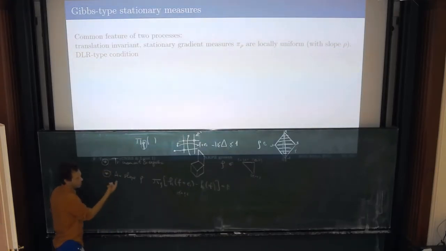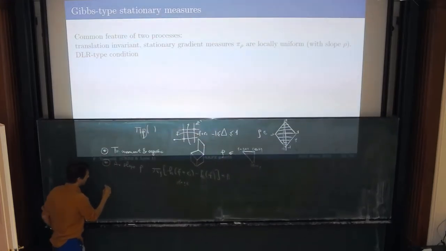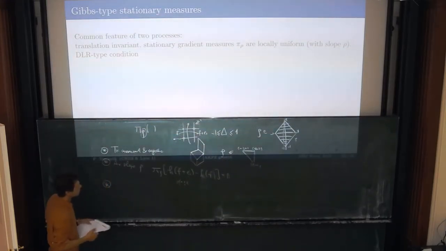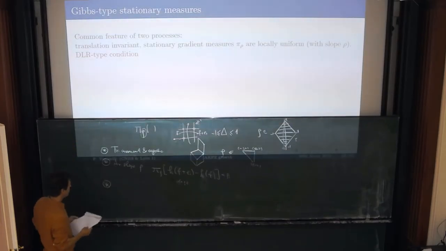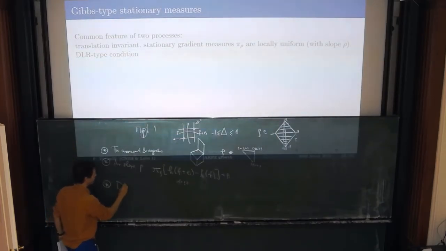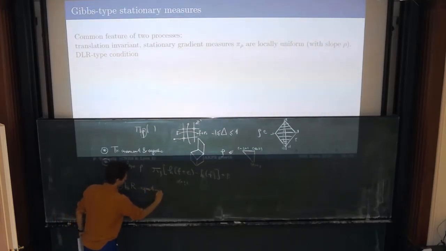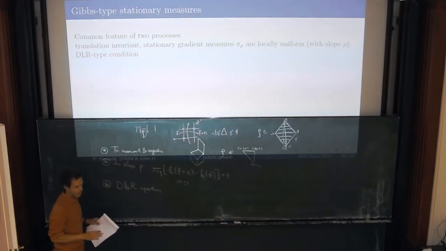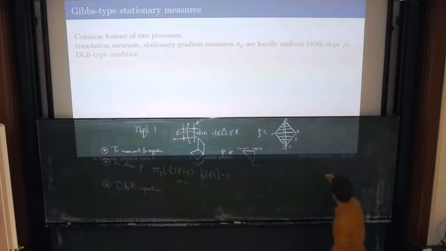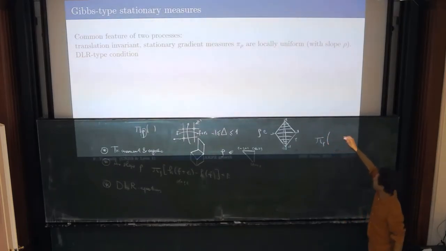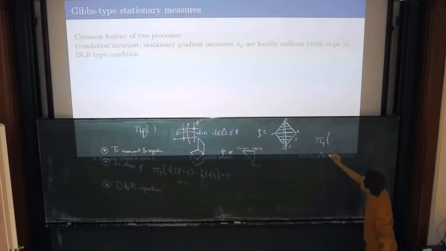Up to now there is not much, but the really important thing, which is very special for the stationary states of these two processes, is that these measures satisfy a version of the so-called DLR, or Dobrushin-Lanford-Ruelle, equations, which in this case are a very simple way to say, although there is no equation, there will just be a picture. The point is that suppose I take these measures, so they live on the perfect matchings. Suppose I take lambda, a finite subset of my lattice, say Z2, suppose I'm on Z2.